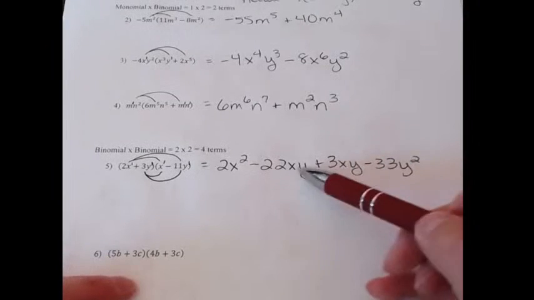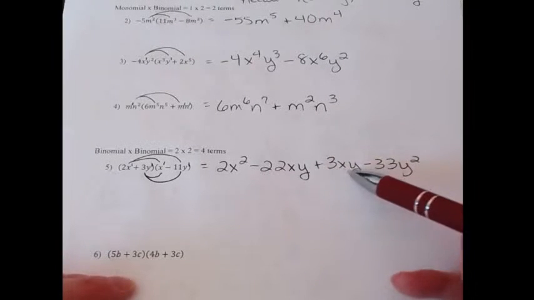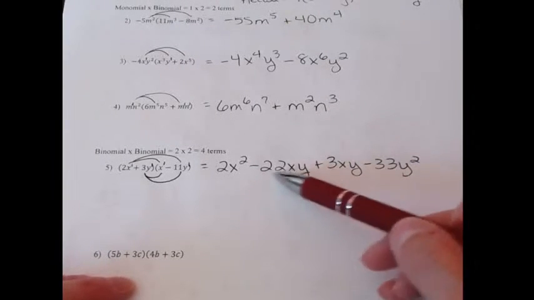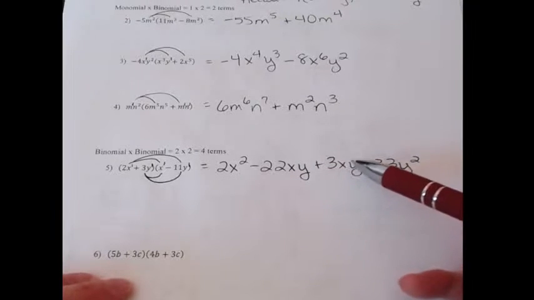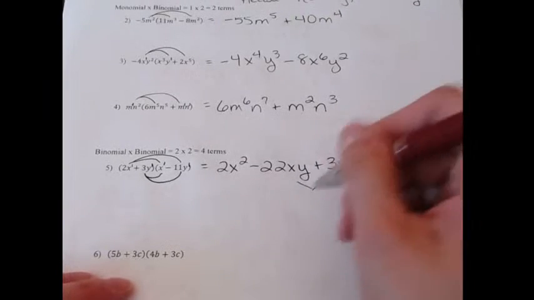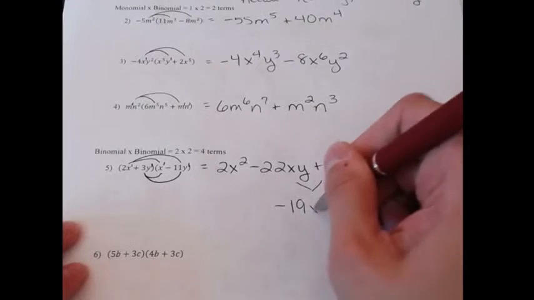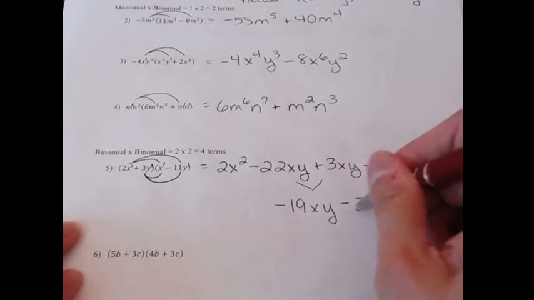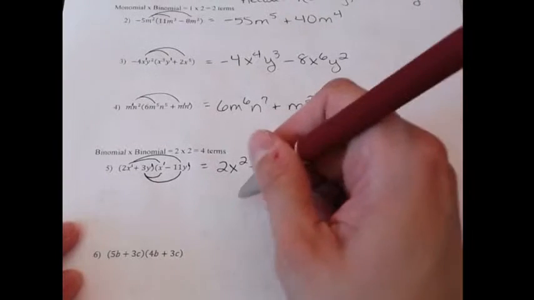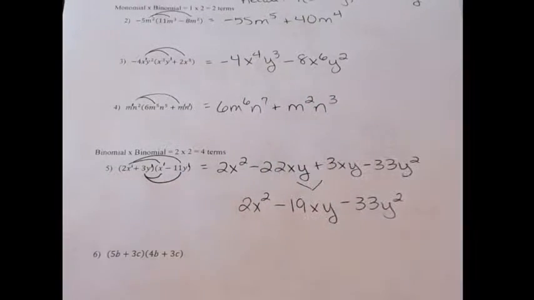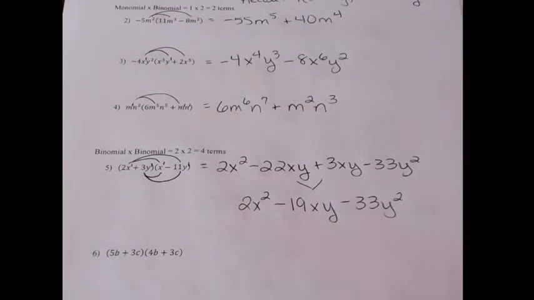So basically, we're saying how many xy's do we have? Well, here I have negative 22 of them. Here I have positive 3. So together, I have negative 19 xy's. And we're going to bring down the last term and the first term to complete our answer. So our final answer is 2x squared minus 19xy minus 33y squared.